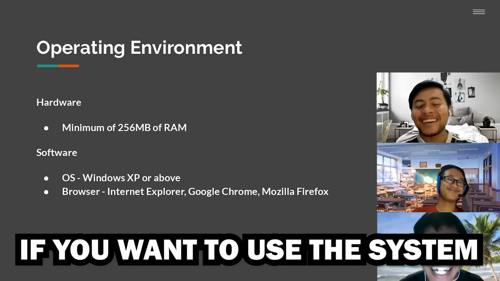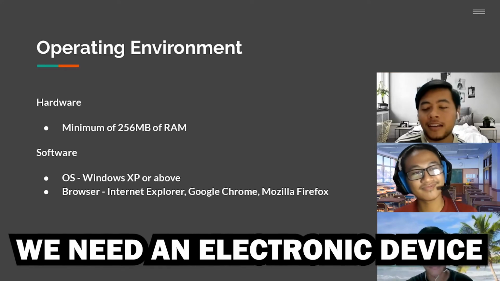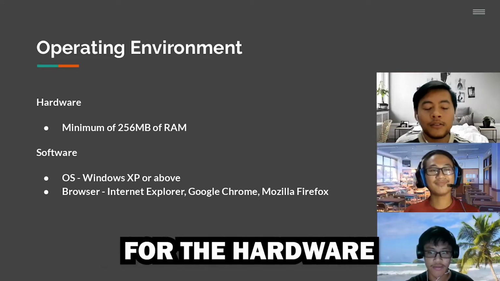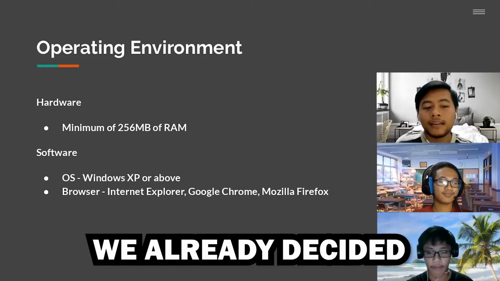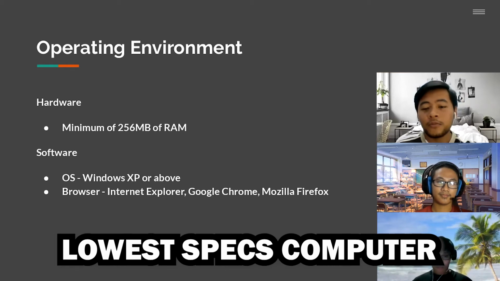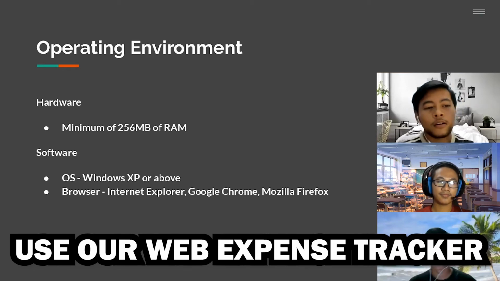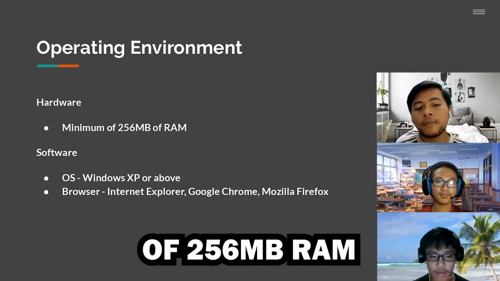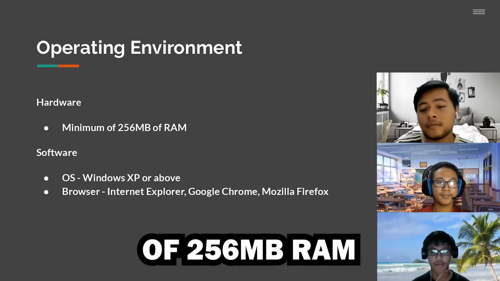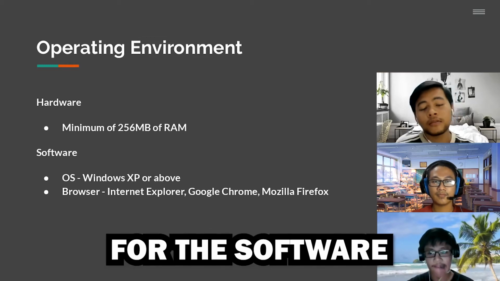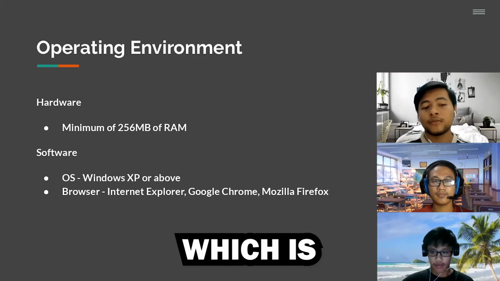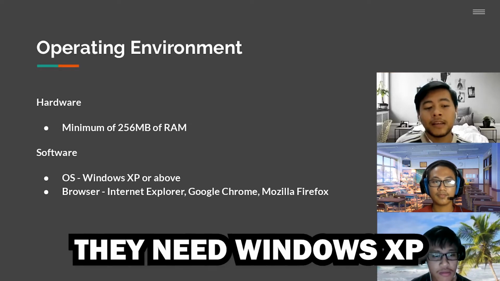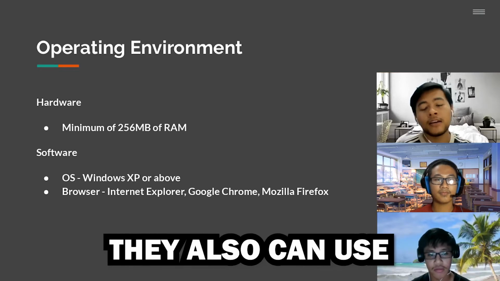First of all, if you want to use this system, you need an electronic device such as a computer or a smartphone. For the hardware, we decided to let even the lowest spec computer use our web expense tracker. We expect the user to have a minimum of 256 megabytes of RAM. That's all. For the software, the user only needs two things, which are the operating system and the browser. For the operating system, they need Windows XP or above. They can also use Mac OS.